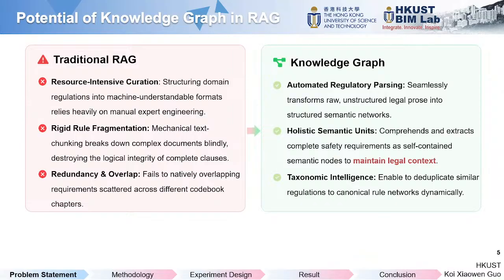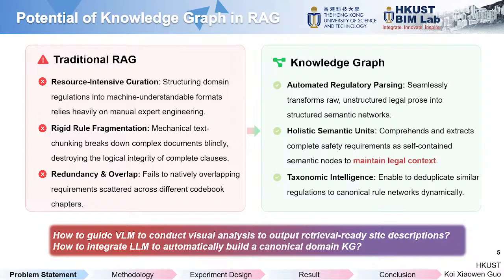which can automatically transfer unstructured regulation text into a structured, machine-readable form for the VLM to understand and explain. This method can also maintain the legal context instead of using fixed-length chunking, and it can dynamically merge duplicated or similar regulations into the network. So the problem for this work is how the VLM can conduct visual analysis and output regulatory-ready descriptions, and also how to integrate the LLM to automatically build the knowledge graph.